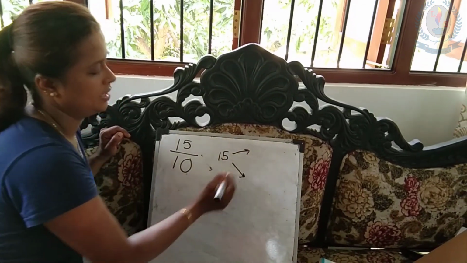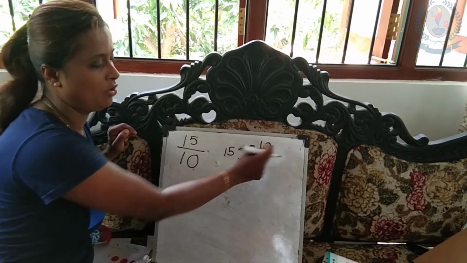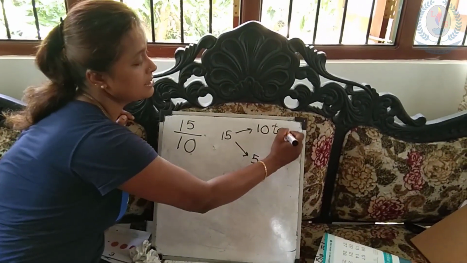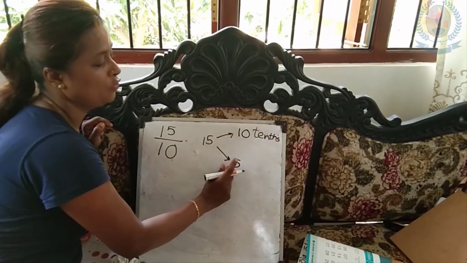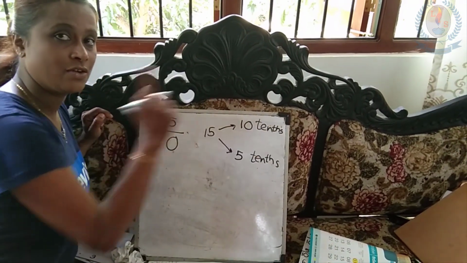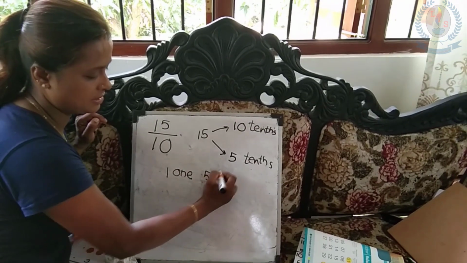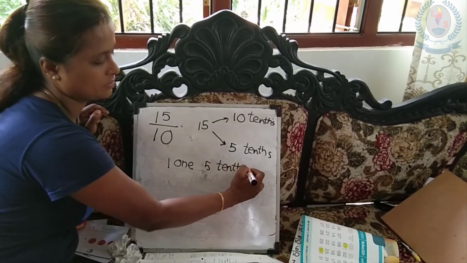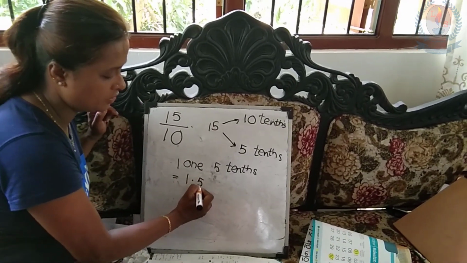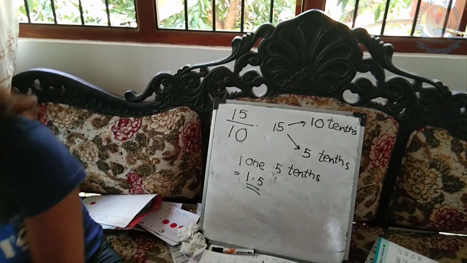15 can be broken into two parts as 10 and 5. 10 tens and 5 tens. 10 tens means 1 one. 1 one, 5 tens. So it can be written as 1.5. I will show it in a place value table like this.